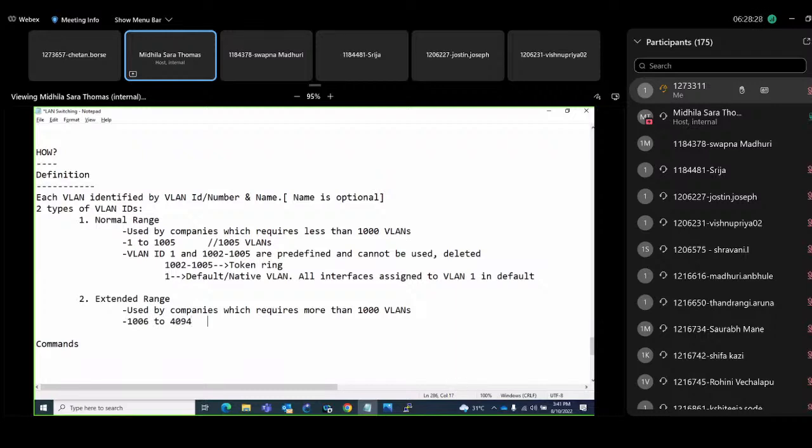You just see the total. How many VLANs are there? A lot. A lot of VLANs in it. You count the total number of VLANs in it. But in this case, guys, what we are going to learn is only the normal range.